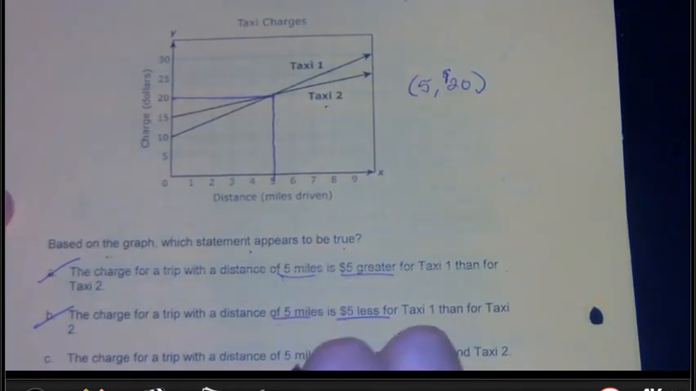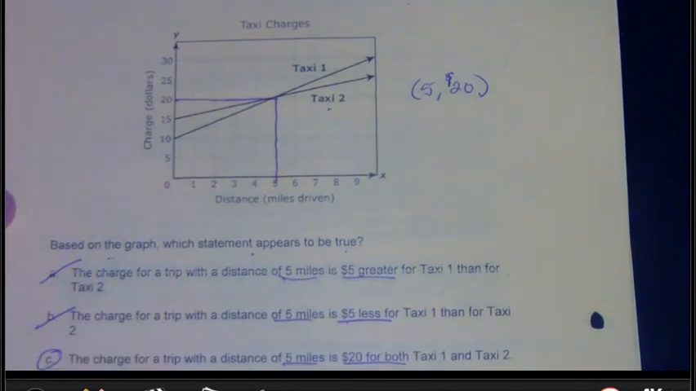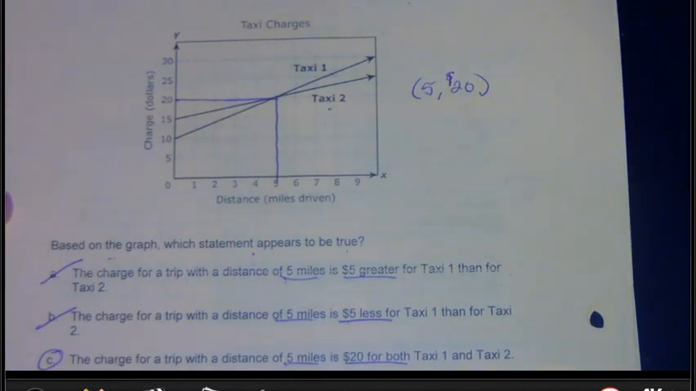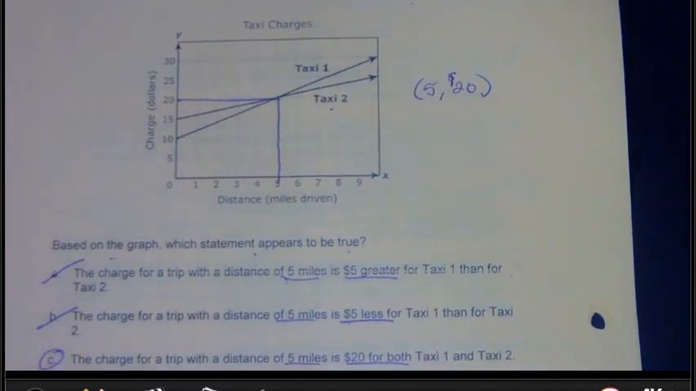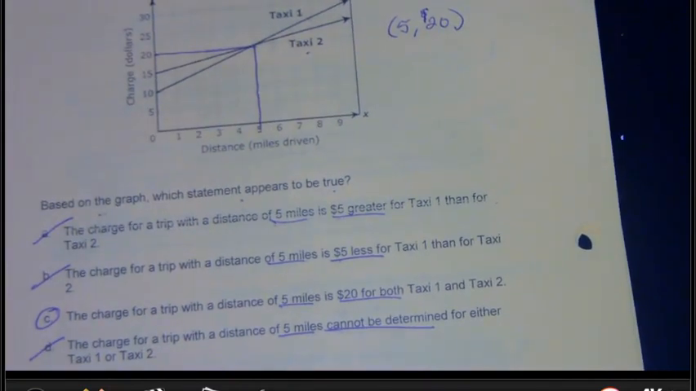The charge for a trip of distance of 5 miles is $20 for both taxi companies. That looks like to be the right answer. Let's just double check. 5 miles cannot be determined, which is not true because it can. So it looks like C is the only possible answer choice for us.